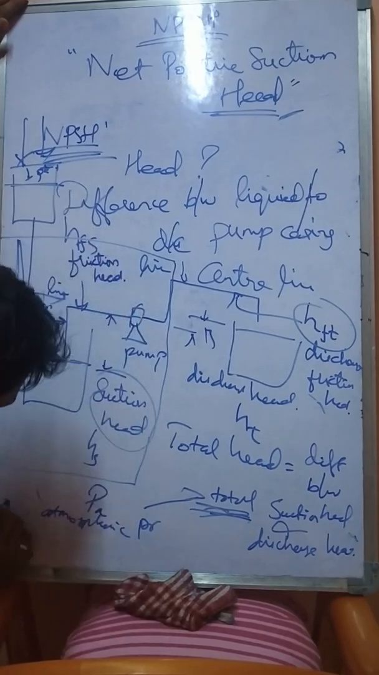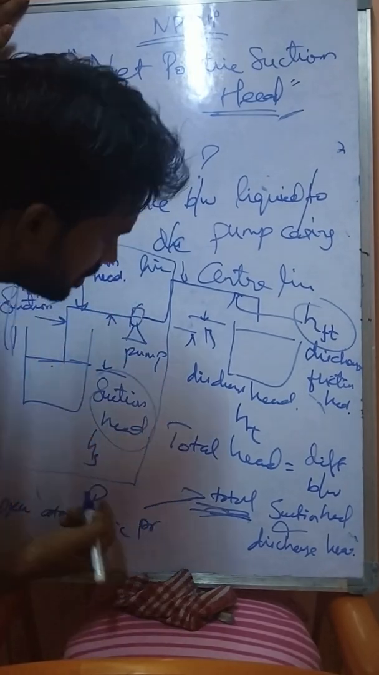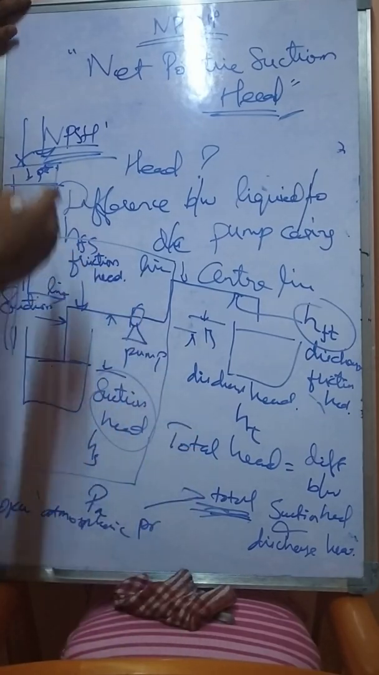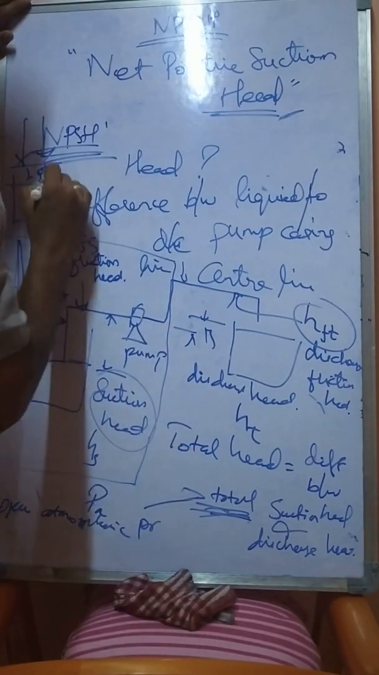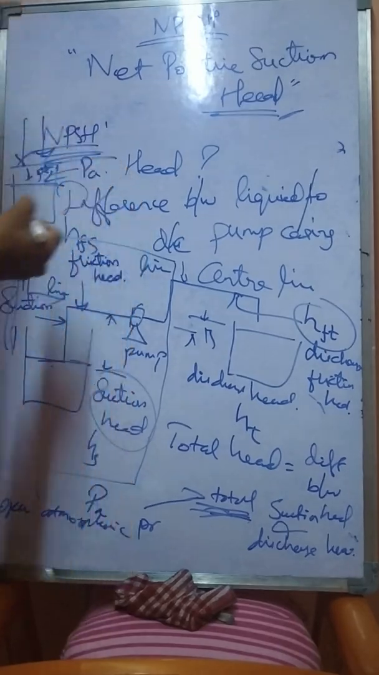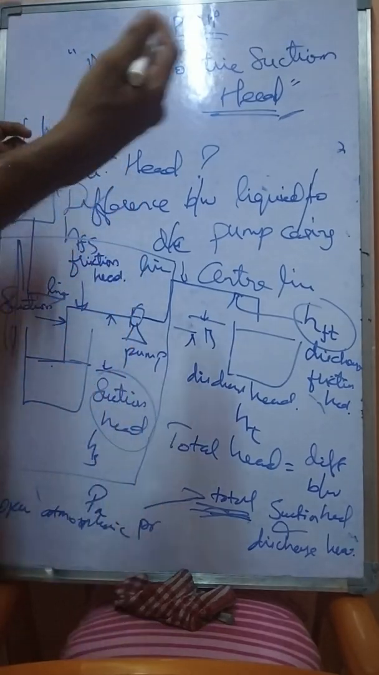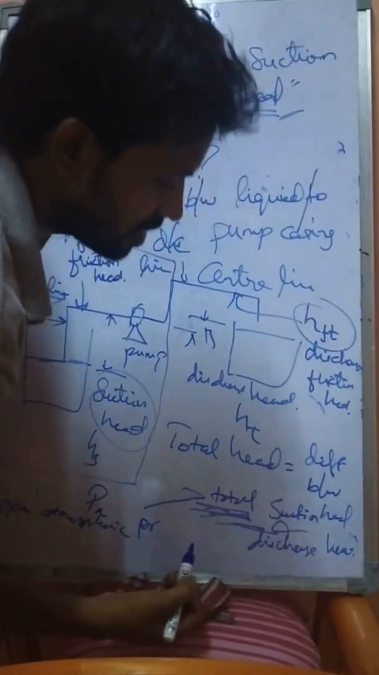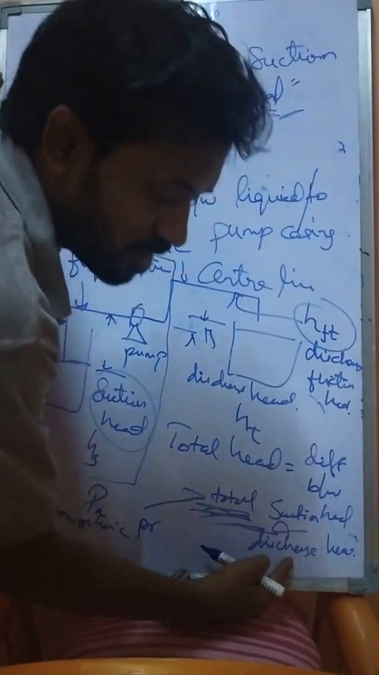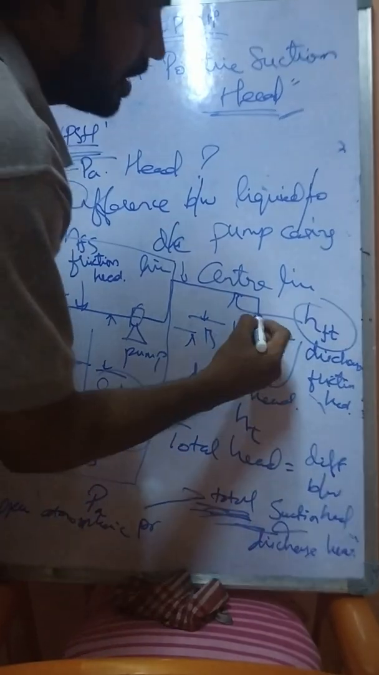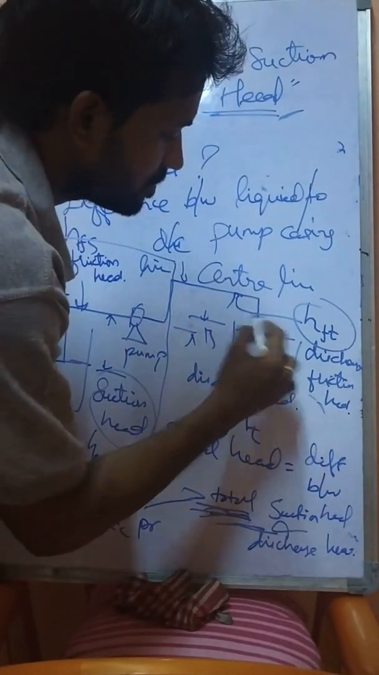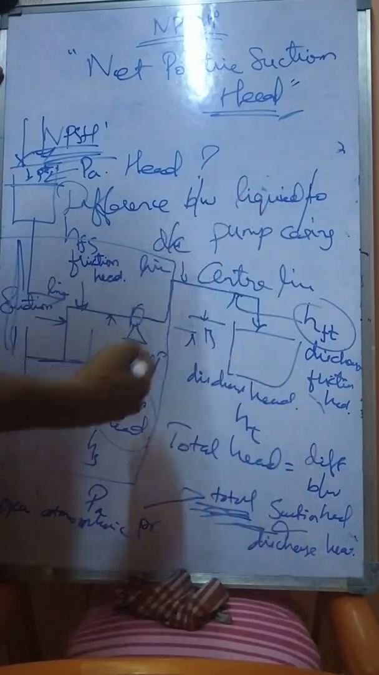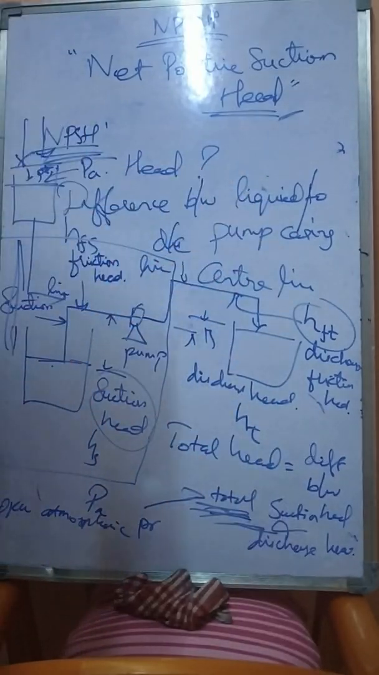Atmospheric pressure if it is an open tank. If it is a closed tank, whatever pressure is maintained in the closed tank will be taken into account. So we take it as PA. Either it could be atmospheric pressure or some pressure maintained inside the tank if it is a closed one. So that is total suction head. Likewise, we have total discharge head also. In that also it will be taken into account the same way. It can either be a closed tank or an open tank, and based on that, the pressure will be taken into account.